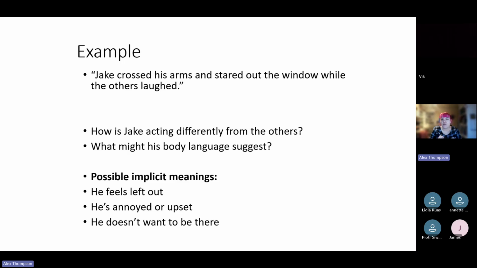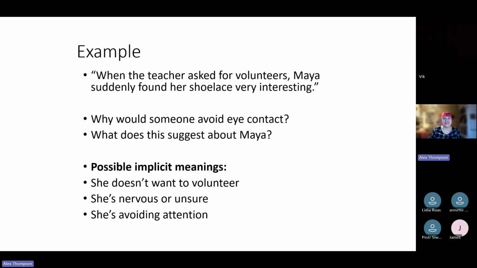And any of those answers would be entirely fine. Now I said I've got lots of examples. The second one: when the teacher asked for volunteers, Maya suddenly found her shoelace. Very interesting. I know this feeling all too well from both sides, from the teaching side and from a student side. The teacher asks for an answer to a question, and everybody does this.